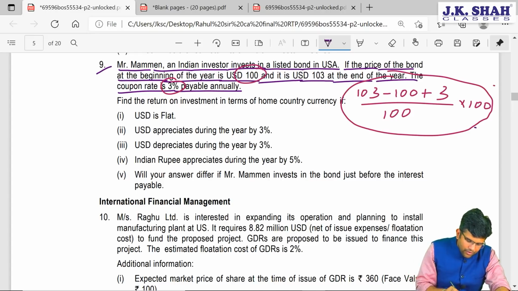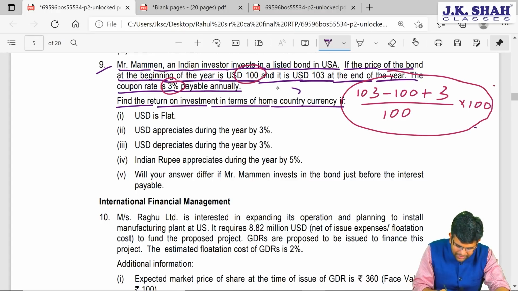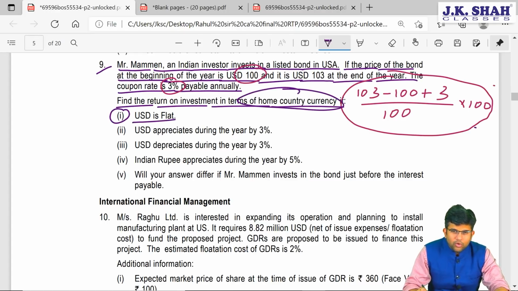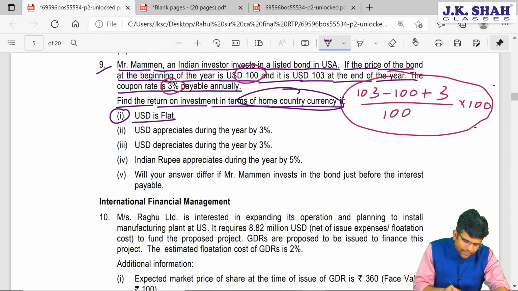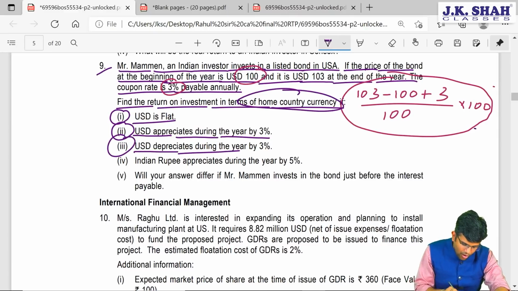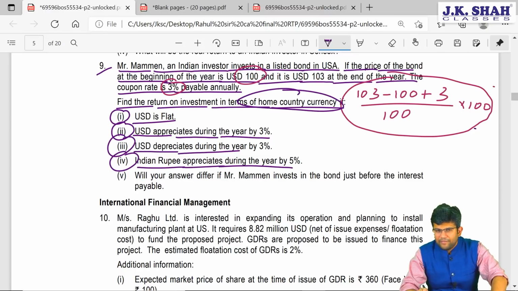Okay, moving on. Find the return on investment in terms of home country currency, that is in rupees, as I told you, if point number 1, USD is flat, or if USD appreciates during the year by 3%, or if USD depreciates during the year by 3%, or if the Indian rupee appreciates during the year by 5%. So children, these are the 4 cases. Fifth one is one-liner answer. We'll talk about it later. These are the 4 cases.